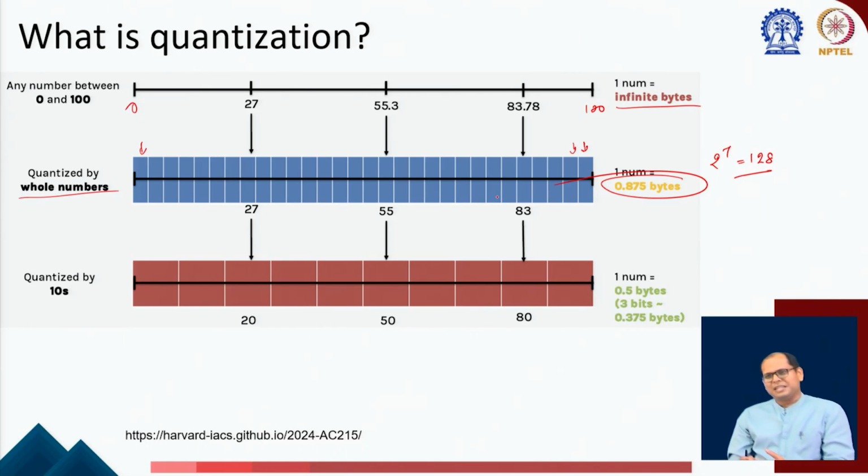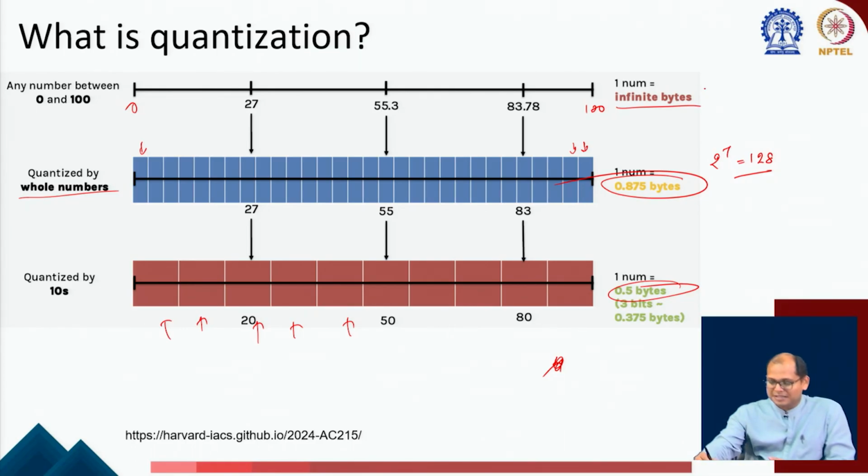What if I'm even okay with giving up more? Say I'm okay if you tell me if it is between 0 to 10, 10 to 20, 20 to 30. I don't need the exact value. Then you have just 10 bins in this 0 to 100. 3 bits will give you 8, so with a little bit more than 3 bits, you get the idea. Roughly 0.5 bytes would be sufficient.